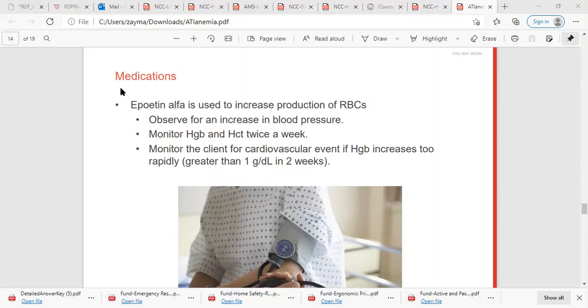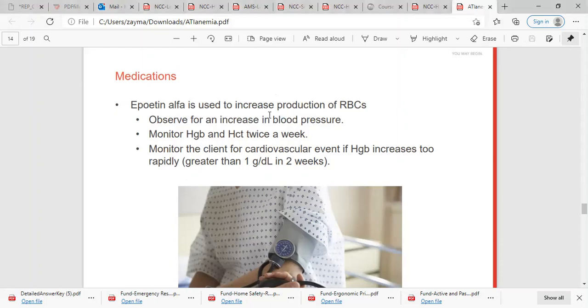Now, think about this drug. It is a serious drug. It's not prescribed loosely, okay? It's going to increase the production of red blood cells. Therefore, it's going to increase the viscosity or thickness of the blood, because you're increasing the solid elements in the blood.